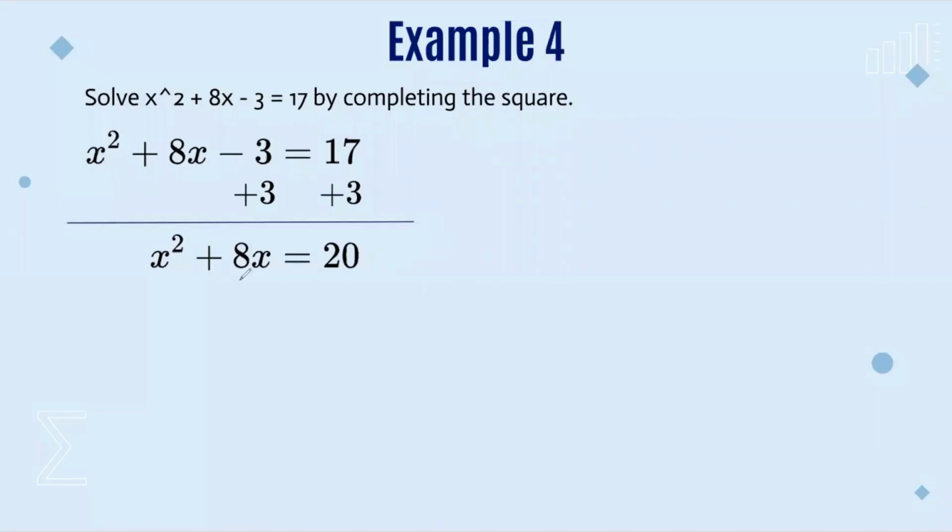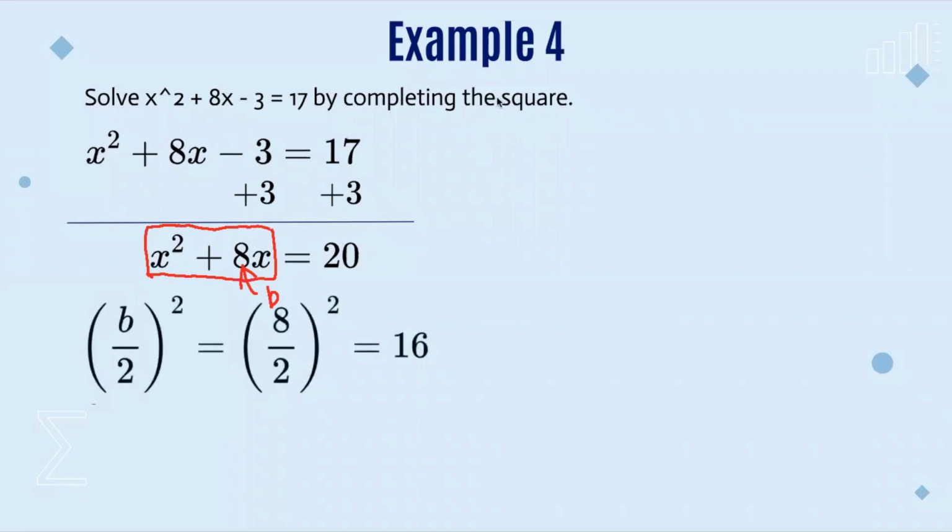Now if you look at the left side of this equation, you see that we have that binomial that we've been working with in all our previous problems. So now we can find our c value using the b over 2 squared formula. In this case, our b value would be positive 8. And so I would just substitute b with 8, and this would be 8 over 2 squared. 8 over 2 would just be 4 squared, and then 4 squared is 16. So your c value equals 16.